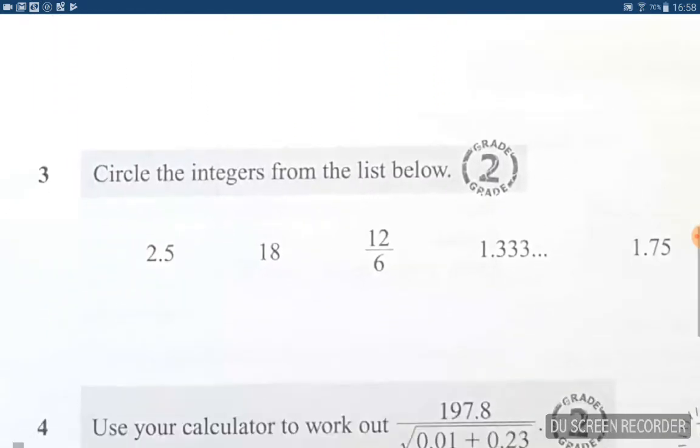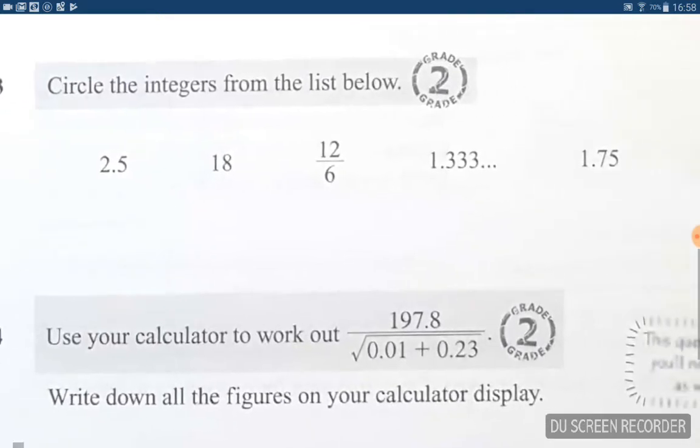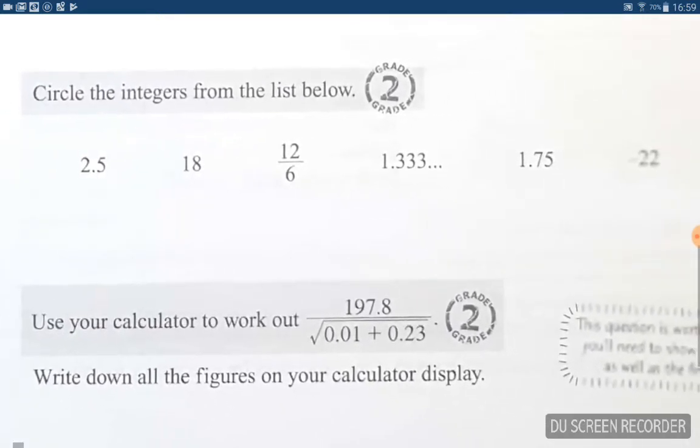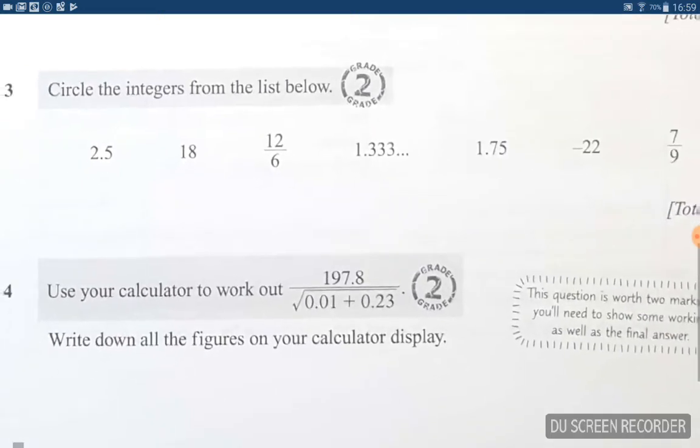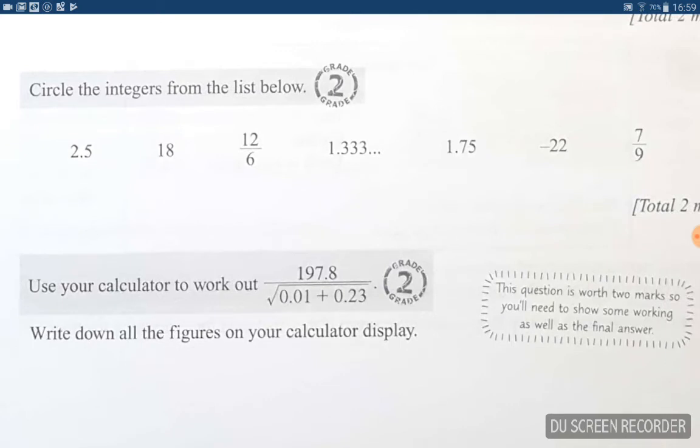Now circle the integers from the list below. What is an integer? An integer is a whole number, basically. It can be positive or negative, but it is a whole number. So we can discard this one, it cannot be an integer, it's not a whole number. This is a whole number, 18. 12 divided by 6 doesn't look like an integer, but if you do the maths, it's the same as having 2. So this is an integer.